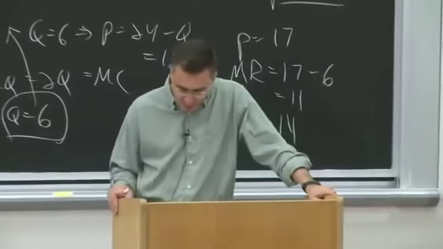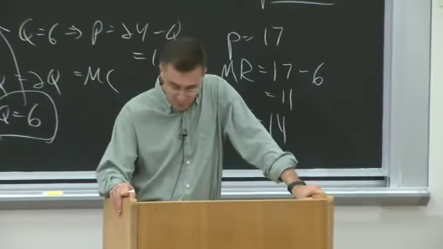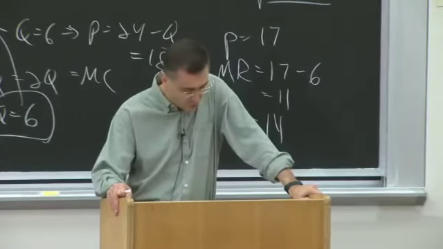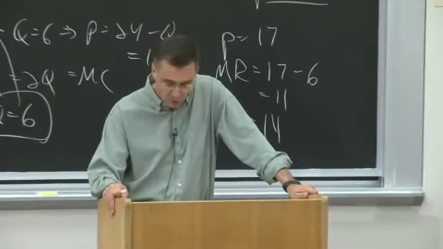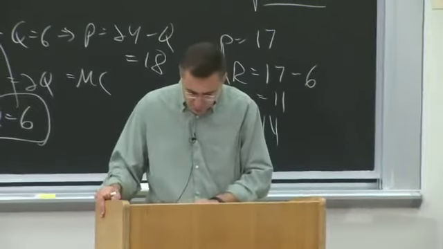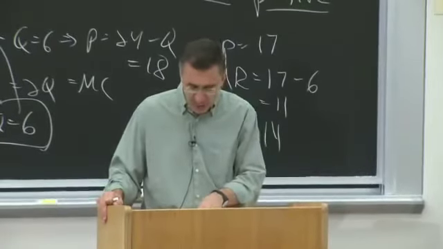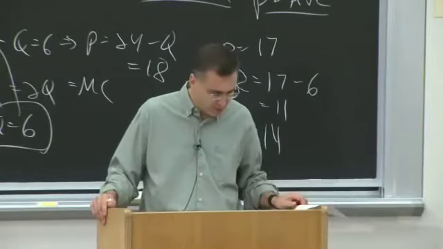Here's the same example we were using. Demand is Q equals 24 minus P. The cost function is 12 plus Q squared, so marginal cost is 2Q. As we saw before, the monopolist chose to sell 6 units at a price of 18. 6 units at a price of 18.